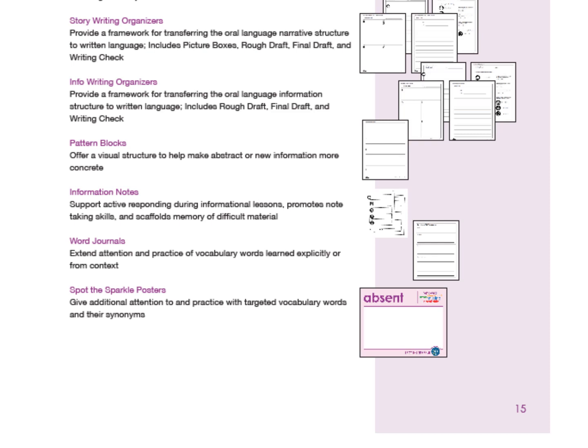Word journals are used to write down the definitions and synonyms of words, as well as sentences, and then the Spot the Sparkle posters. These are all printables on the flash drive. There are actually 136 Spot the Sparkle posters, and they feature all the words in the Blitz stories plus synonyms. I'll show you an example in a second.